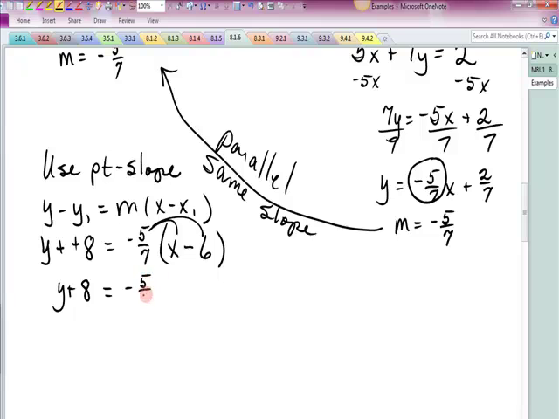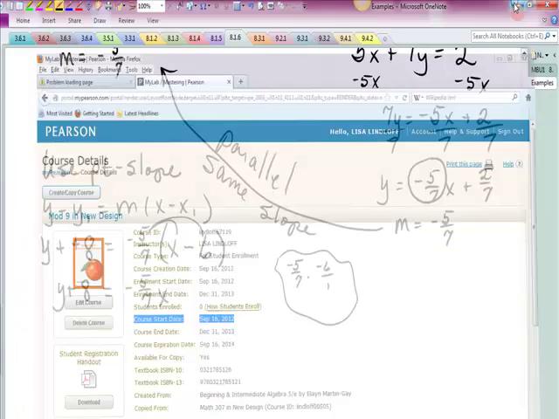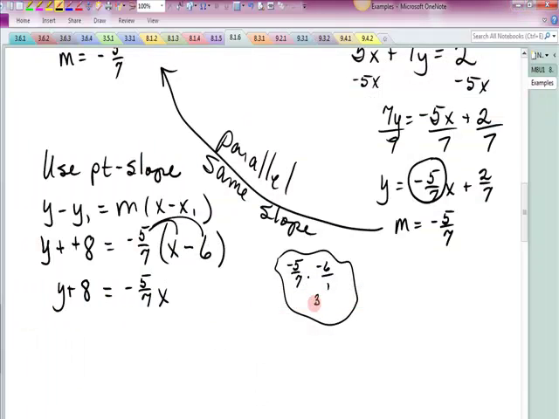negative 5/7 x. Going to multiply here. Do it in my little cloud. I have negative 5/7 times negative 6/1. Nothing reduces. Negative times negative is, I'm so sorry, positive 30/7. Positive 30/7 plus 30/7. In standard form, there are not any fractions. So I'm going to multiply everything by 7. That's the LCD, and that will eliminate my fractions.